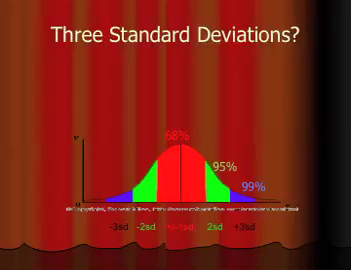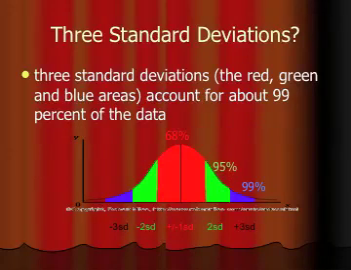And finally, this is what the graph looks like. The red area is plus minus one standard deviation. The red plus the green is plus minus two standard deviations. And the blue is plus minus three standard deviations. 68% of your data is in the red area, 95% of your data is in the green area, and 99% of your data is in the blue, green, and red area. Three standard deviations account for about 99% of the data.